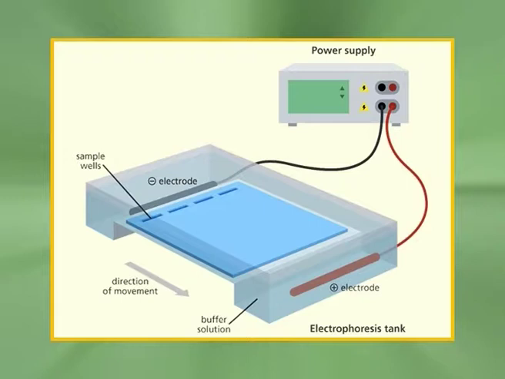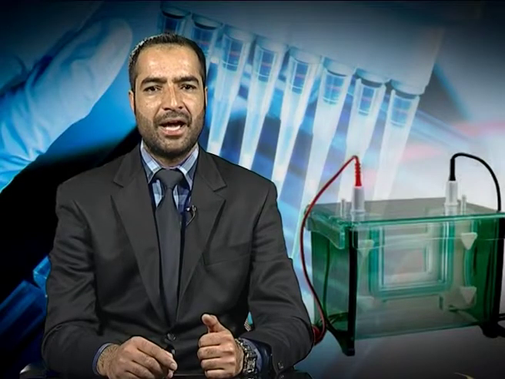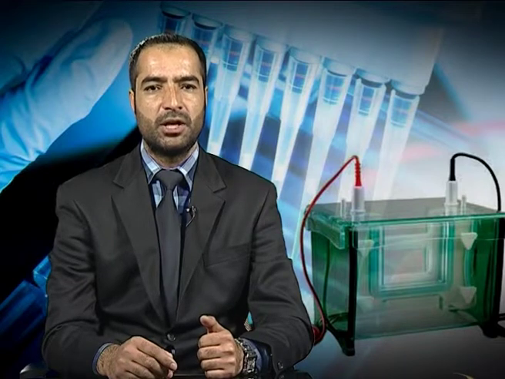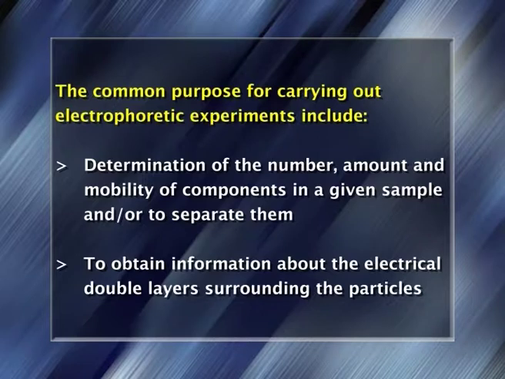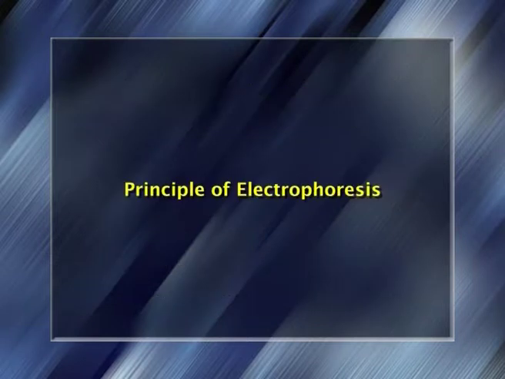The speed of the particle movement will be directly proportional to the applied voltage and particle charge, but inversely proportional to the particle size. The common purposes for carrying out electrophoretic experiments include determination of the number, amount and mobility of components in a given sample, and/or to separate them, and to obtain information about the electrical double layers surrounding the particles. Let's firstly highlight the principle of electrophoresis.